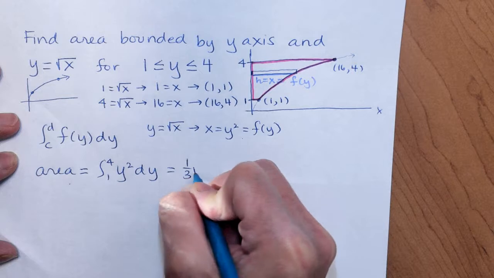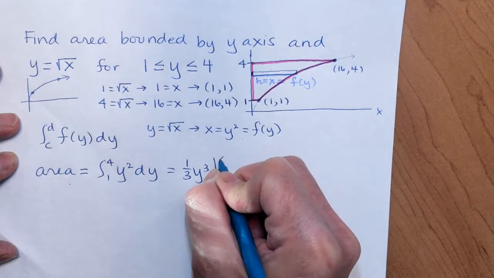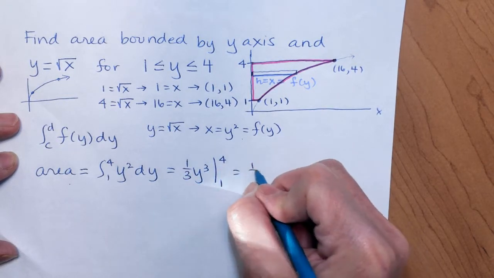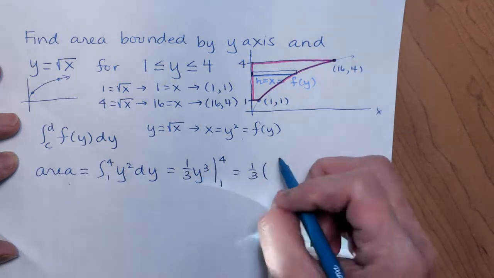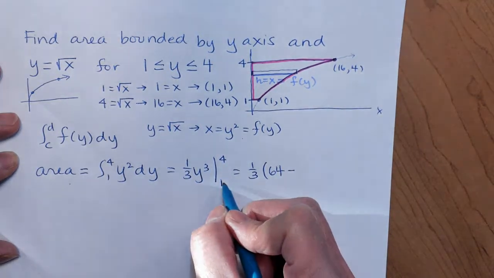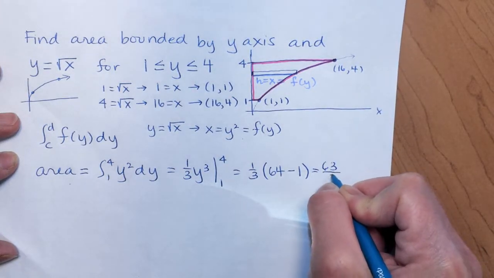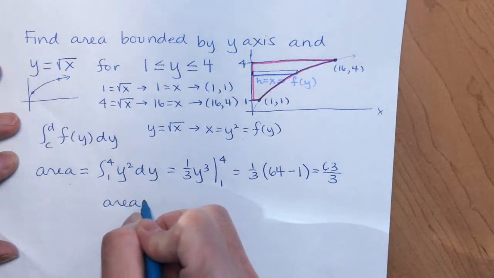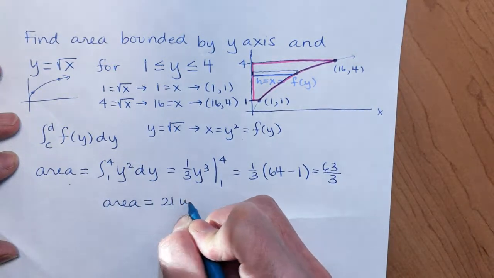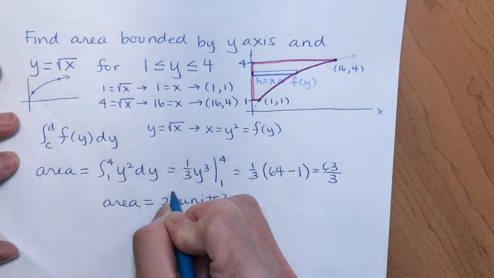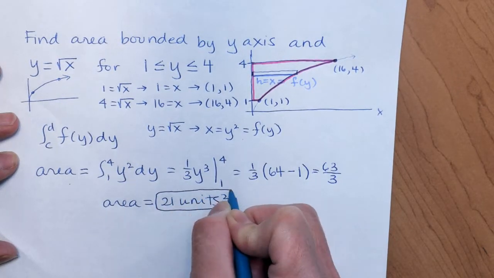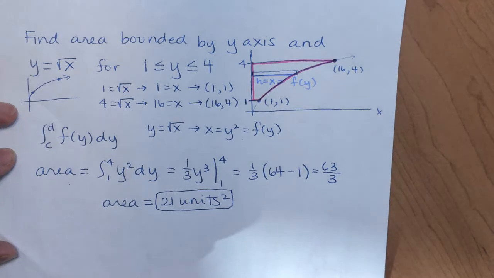That's going to be 1/3 y cubed when I integrate it from 1 to 4, or 1/3 times 4 cubed, which is 64, minus 1 cubed, which is 1, which gives me 63 over 3, or my area is exactly 21 square units. And that is how you find the area of a region bounded by a curve and the y-axis for some y interval.